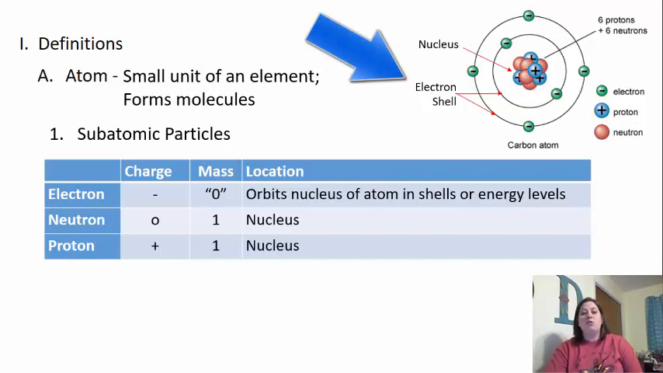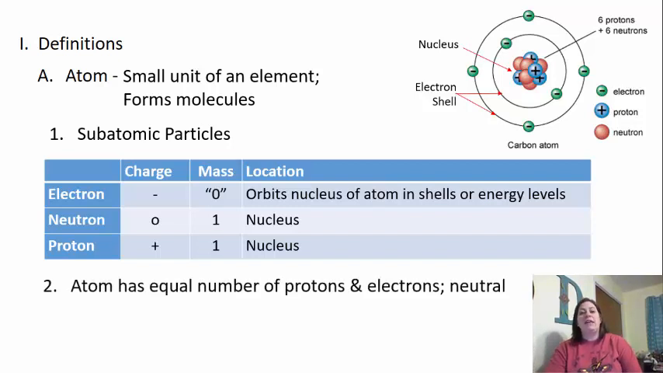We then see the neutrons. Neutrons have a neutral charge or no charge. They also have a mass of 1, and they are located in the center part of the atom, which is called the nucleus. Do not get this confused with the nucleus of the cell. We then see the protons. The protons are the positive charged molecules. These also have a mass of 1, and these are also going to be located in the nucleus.